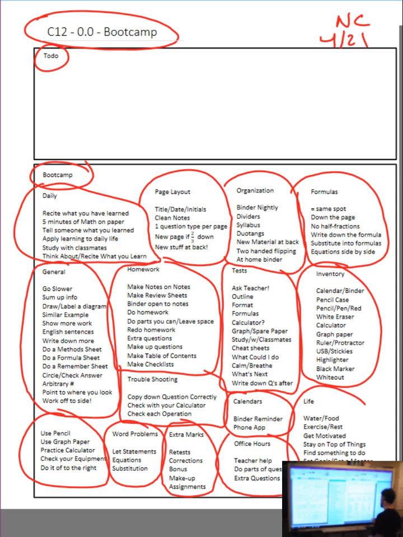Off to the right, life. Have a backpack with water in it. Take sips of water occasionally. Make sure you're getting enough exercise. Seriously. Sweat occasionally. Come on. And a lot of rest. Make sure that you're resting enough. Getting a good night's sleep sometimes is way better than just staying up and studying.